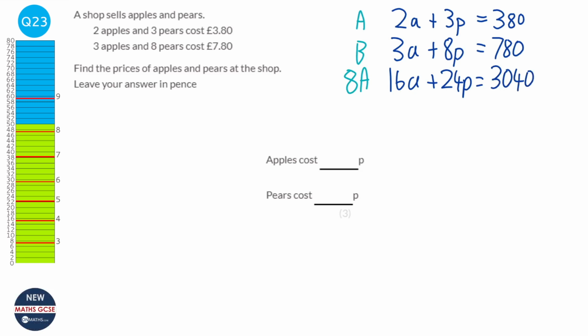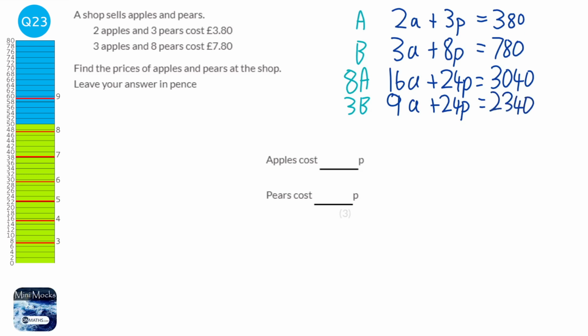And we're going to do the same with B, but this time we're going to times it by 3, so we're going to have 3B. And we're just going through everything here and we're timesing it by 3. So 9a plus 24p, which is good, that's what we wanted. And 780 times 3 is 2,340. So now we've got both of these the same coefficient. What we can do is we can eliminate going downwards.